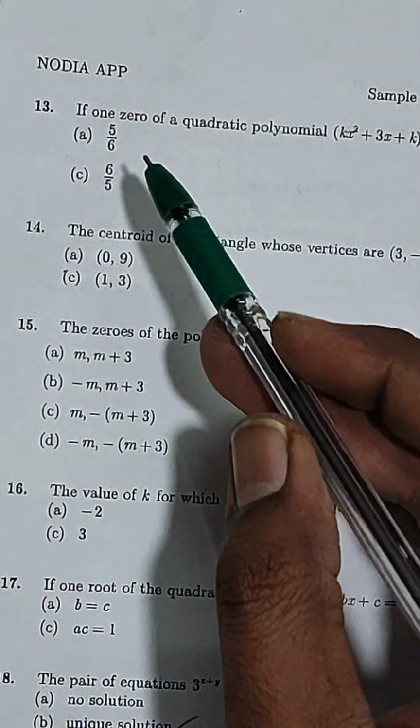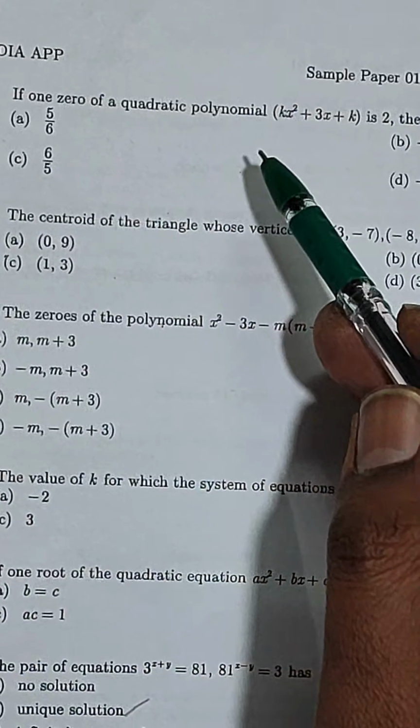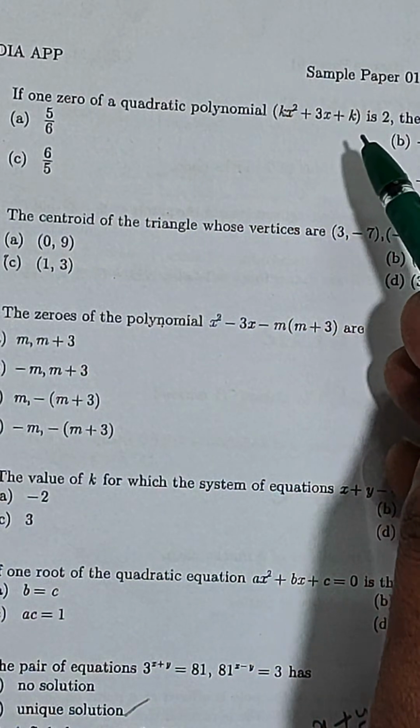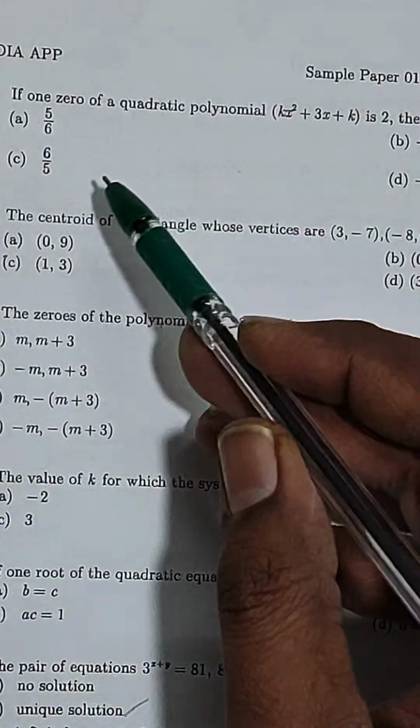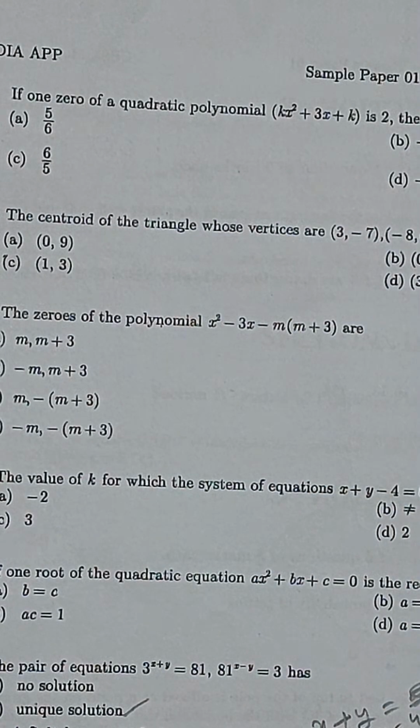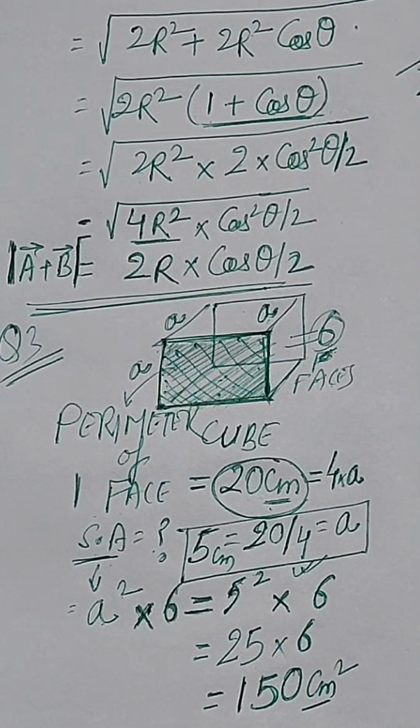This is a good question. If one zero of a quadratic polynomial kx square plus 3x plus k is 2, then the value of k is. Okay. So let me turn the page first.